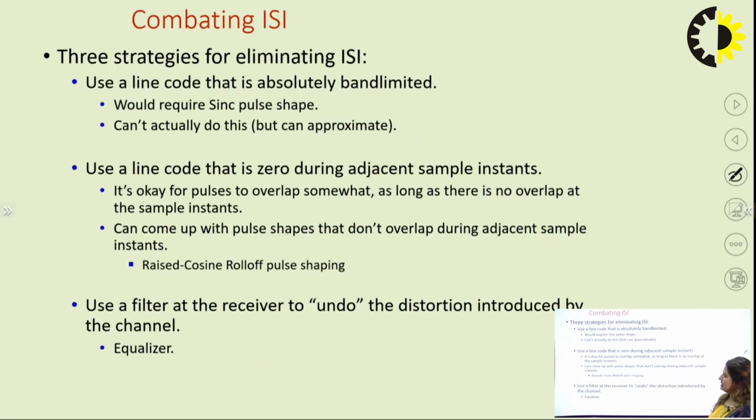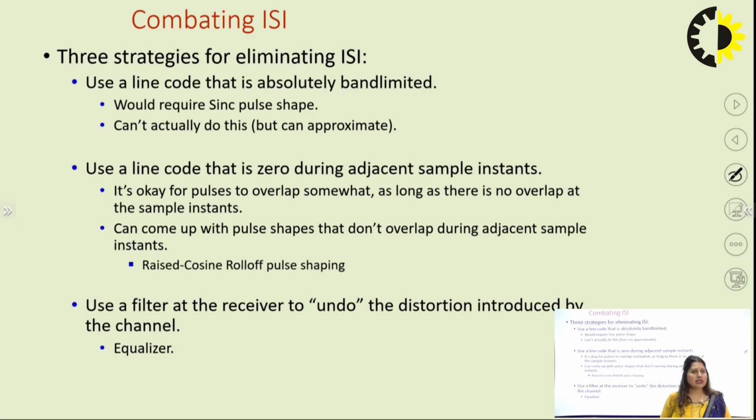So, combating ISI, there are three strategies for eliminating ISI. First, we can use a line code that is absolutely band limited. So if we use a line code method by which we can restrict our pulses to a particular band or a particular width, then there will be no problem of intersymbol interference. Next would require a sinc pulse shape. Obviously we require a sinc pulse shape. That is a good method of combating ISI.